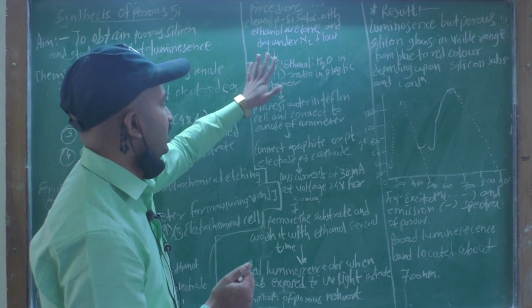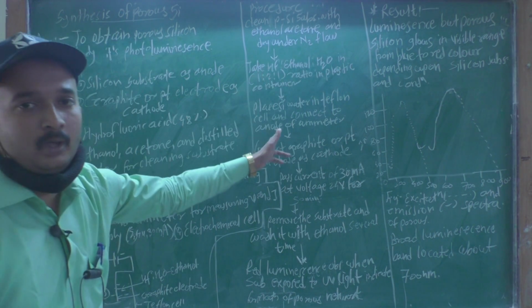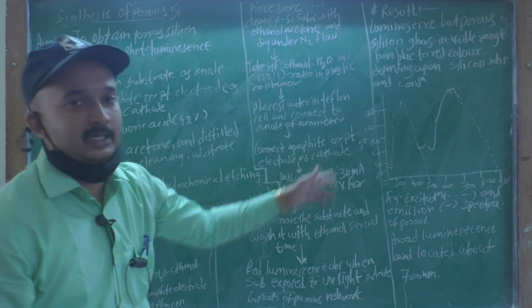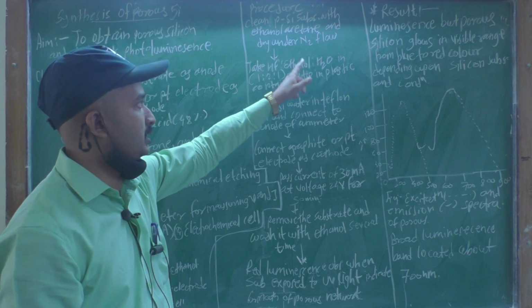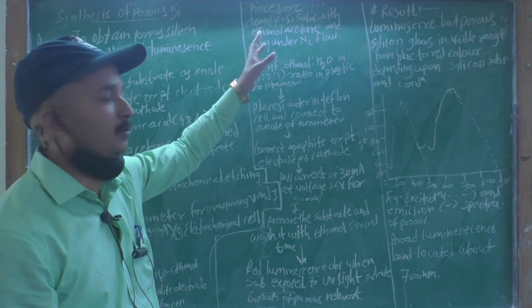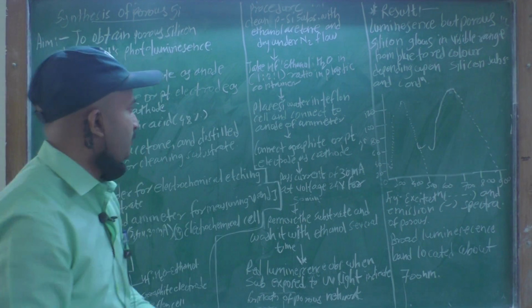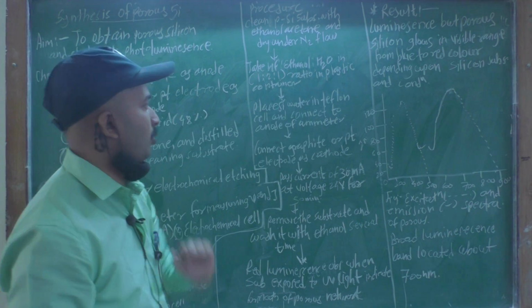Okay, look at this. Take the HF, ethanol and H2O in the ratio of 1:2:1. This ratio means HF, ethanol and H2O you have to contain in a plastic container, and then place the silicon wafer in the Teflon cell.